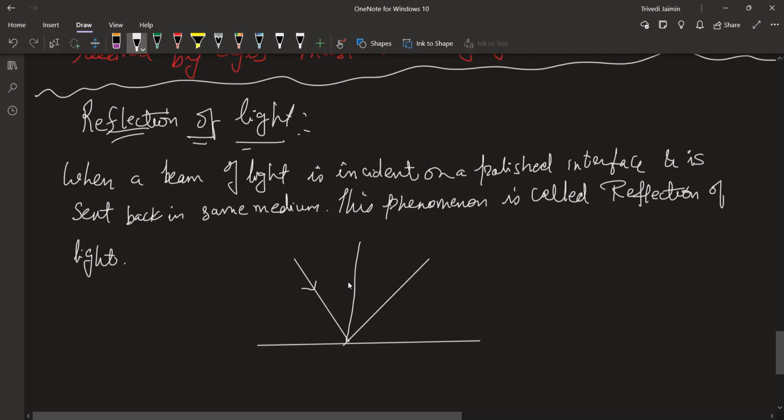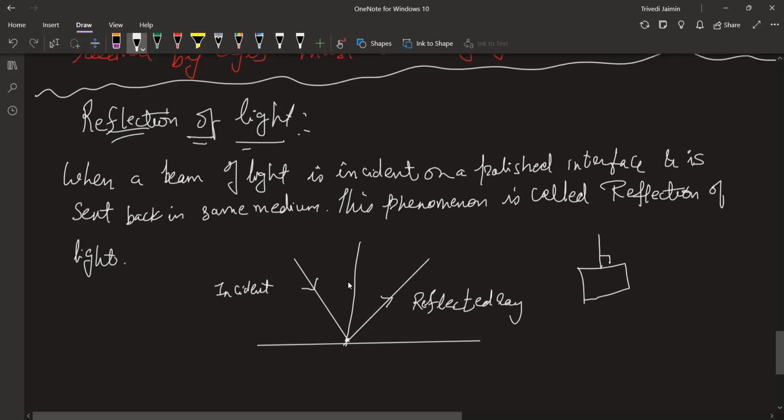So this incoming ray is called the incident ray. And this outgoing ray is called the reflected ray. Then what will be this ray? Normal ray, which meets at this point, perpendicular to the surface. Normal ray is always perpendicular to the surface.